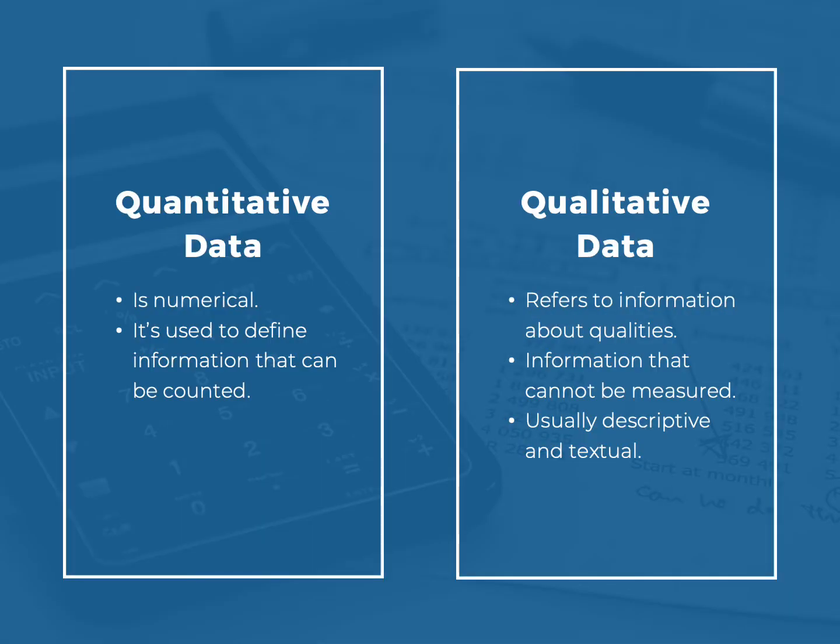This brings us to the question, what is data? How do we categorize them? What do you mean systematically measure them? A short definition is that data is a collection of measurements or observations divided into two different types, quantitative and qualitative. Quantitative data is numerical. It's used to define information that can be counted, while qualitative data refers to information about qualities or information that cannot be measured. It's usually descriptive and textual.